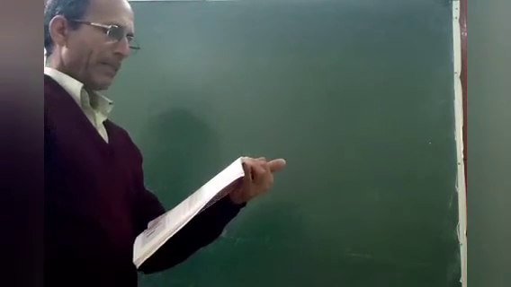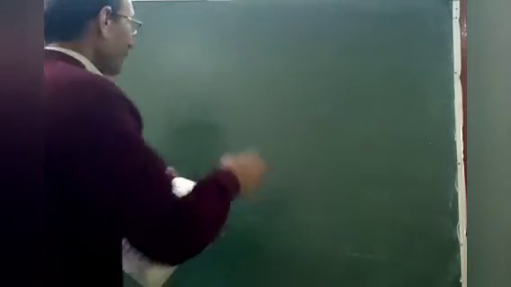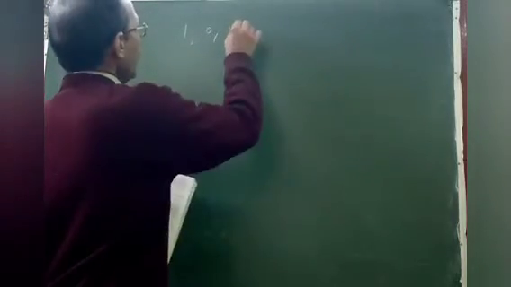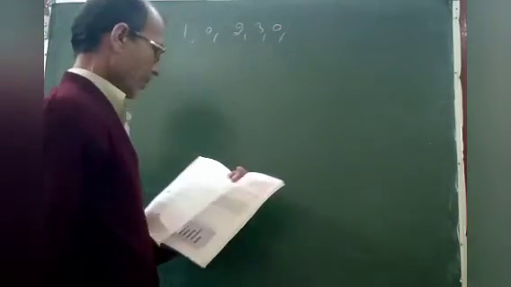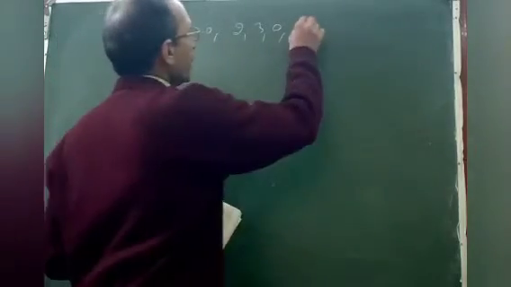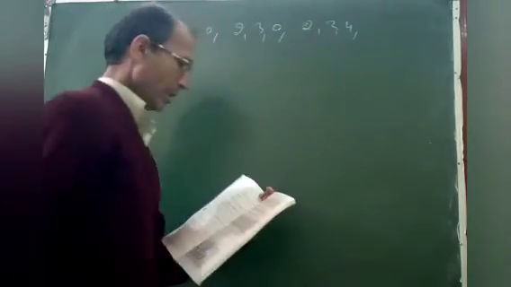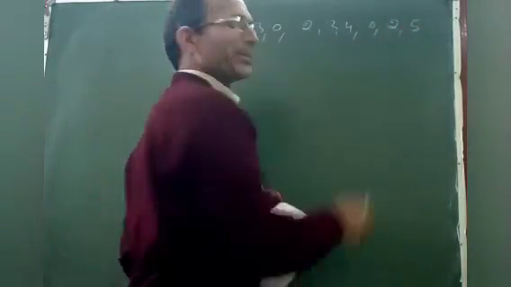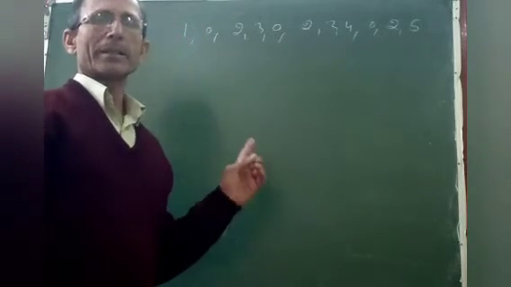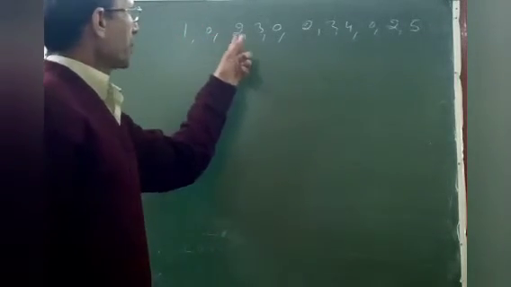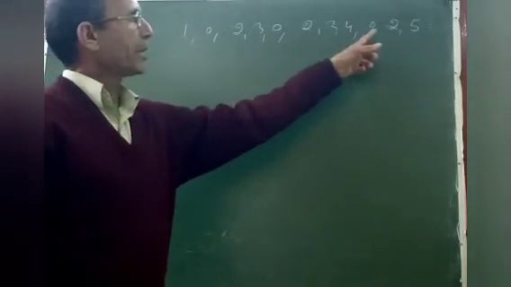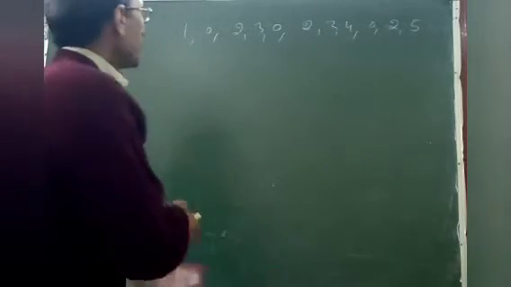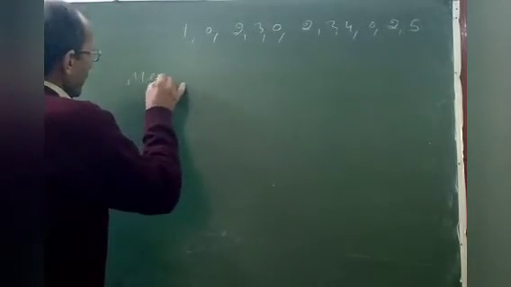What would be the mean and median of the following data? Data are 1, 0, 2, 3, 0, 2, 3, 4, 0, 2, 5. So these are the given data. So what is the question? Find the mean and median. First I will find the mean.